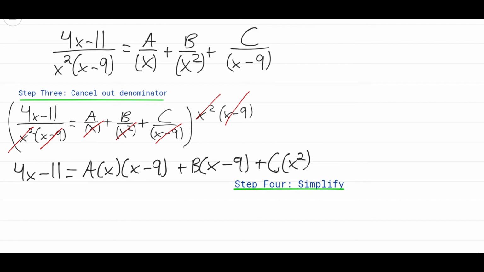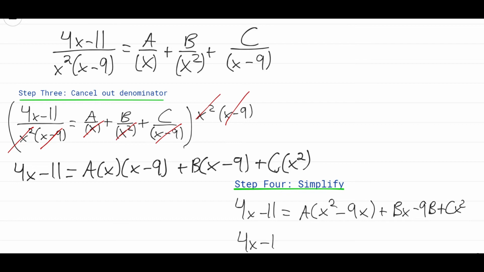Now for step 4, we're going to simplify this, basically distributing everything out. So 4x minus 11 is equal to ax squared minus 9x plus bx minus 9 plus cx squared. And furthermore, let's distribute that a out: 4x minus 11 is equal to ax squared minus 9xa plus bx minus 9b plus cx squared.